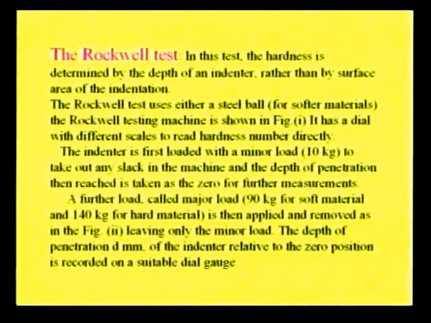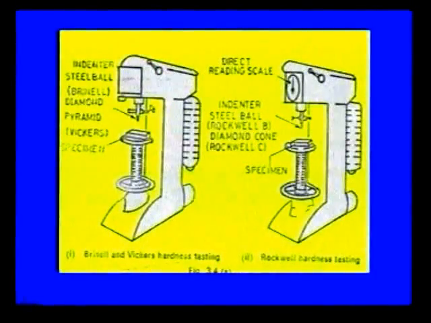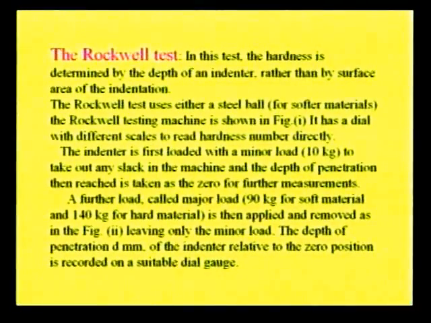The Rockwell test uses either a steel ball for softer materials. The Rockwell testing machine is as shown in figure 1 in the previous figure. It has a dial with different scales to read the hardness number directly. Whereas in the case of the Brinell hardness number, we calculate the number by using some formulas, in the Rockwell hardness test the value is given directly from the scales.